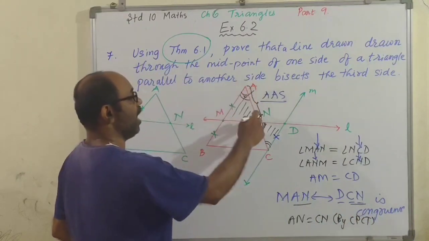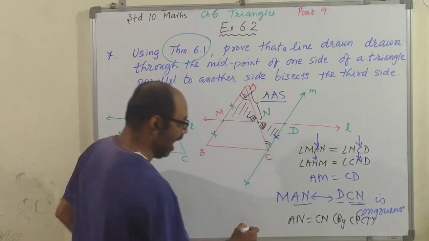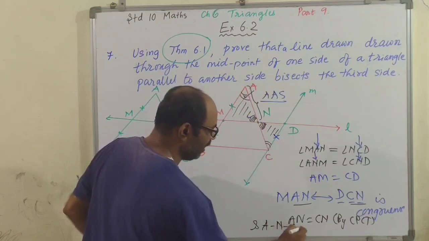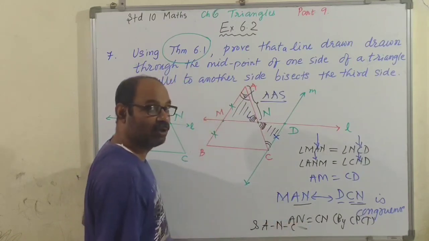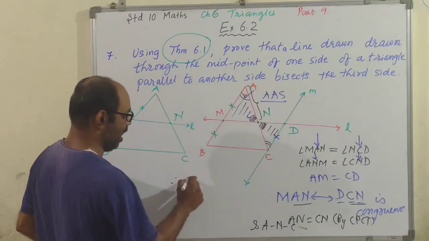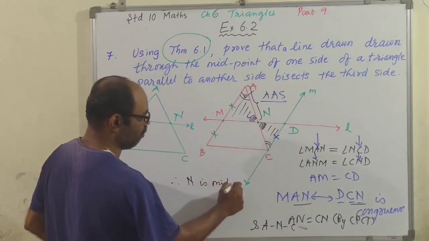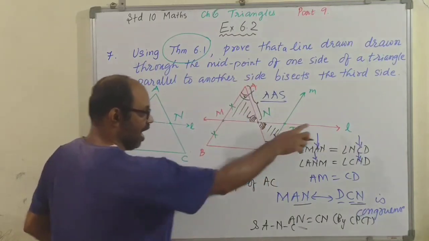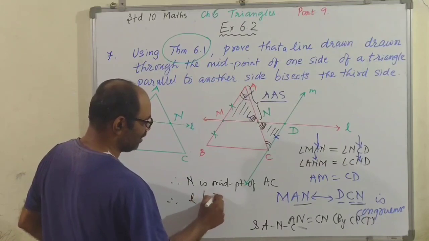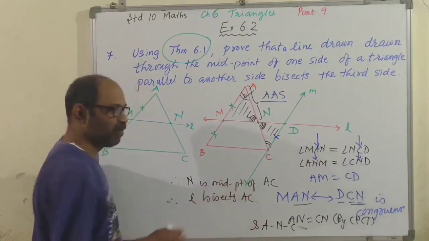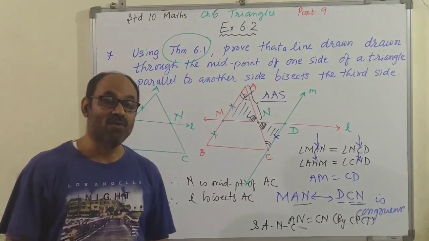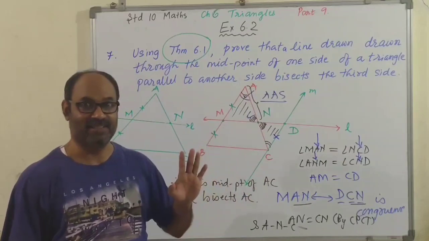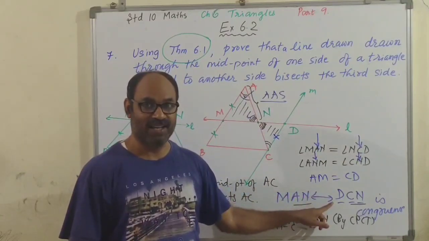Correct? AN is equal to CN and A-N-C, that is already there. Therefore, N is midpoint of AC. N is midpoint of AC. Therefore, L bisects AC. Prove. This is how we prove. This is how we proved in standard 9 using congruency of triangles.